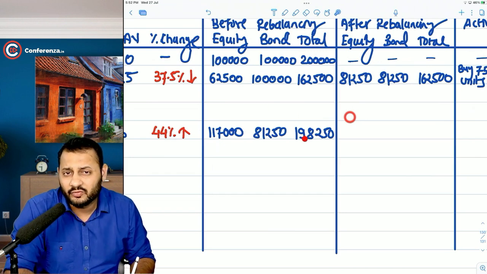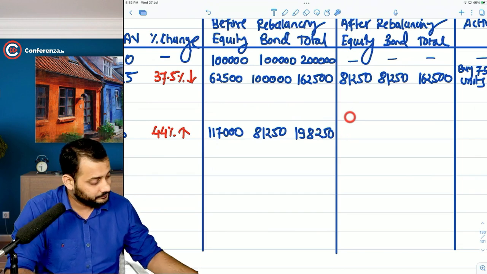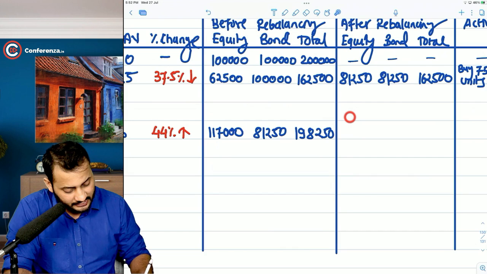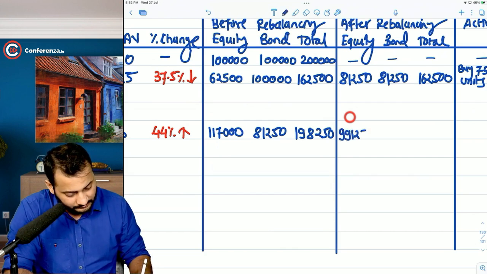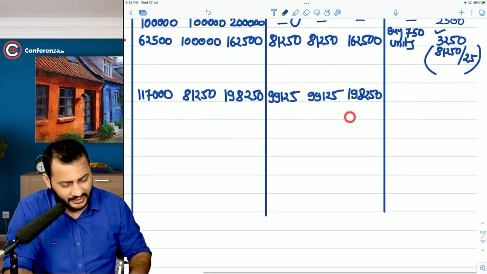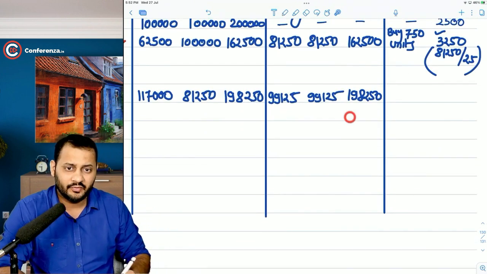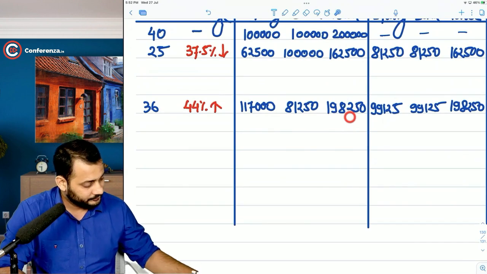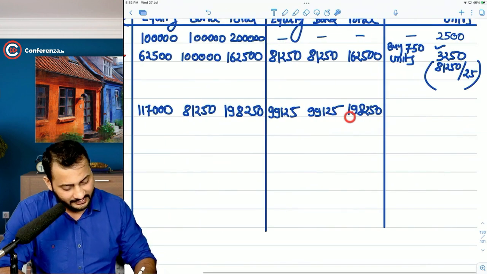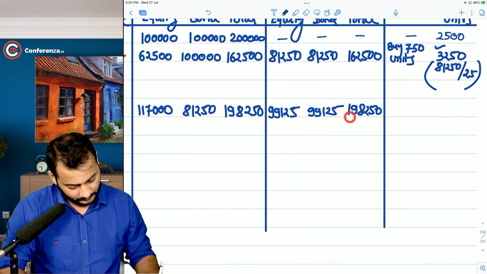So what will be the action? 50% of this should be the balance in equity, which is 99,125, and 99,125, making 198,250. So what should be the action? Very simple. First, calculate the closing unit. 99,125 divided by 36. This should be the closing balance. 2753.47.